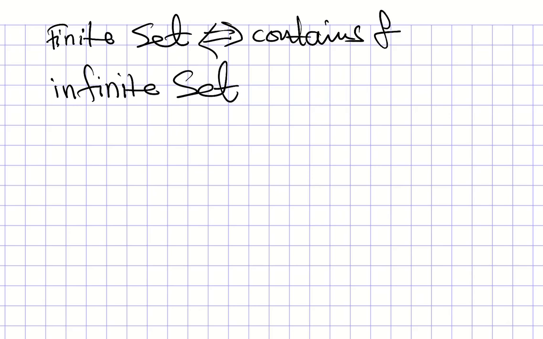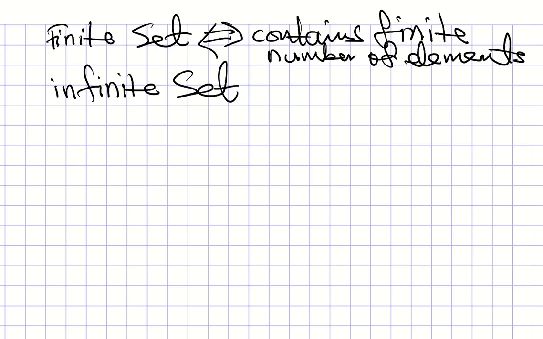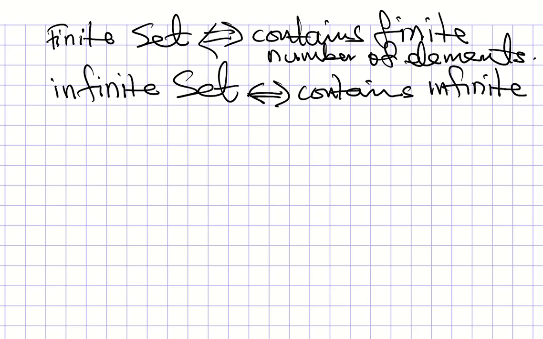Contains finite number of elements. I will give you an example in a minute. Infinite set, on the other hand, is the opposite of finite sets, contains infinite number of elements, right? That's what Americans say. Infinite number of elements. So I'll give you example.